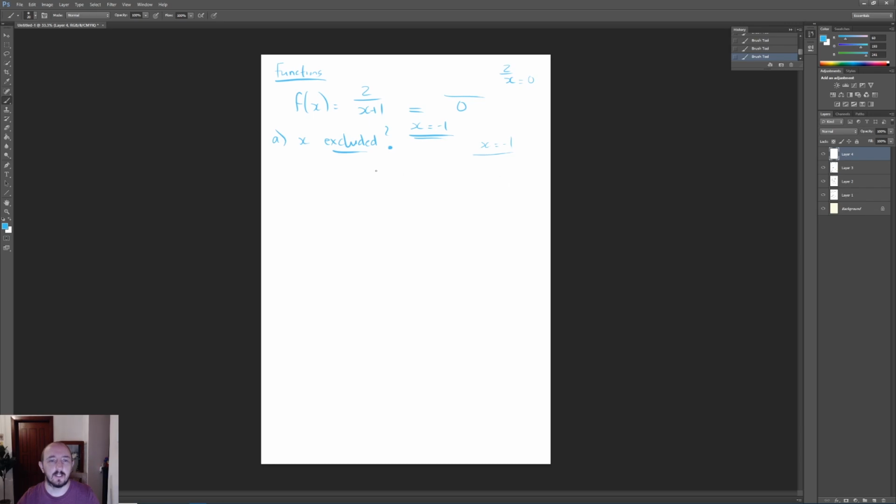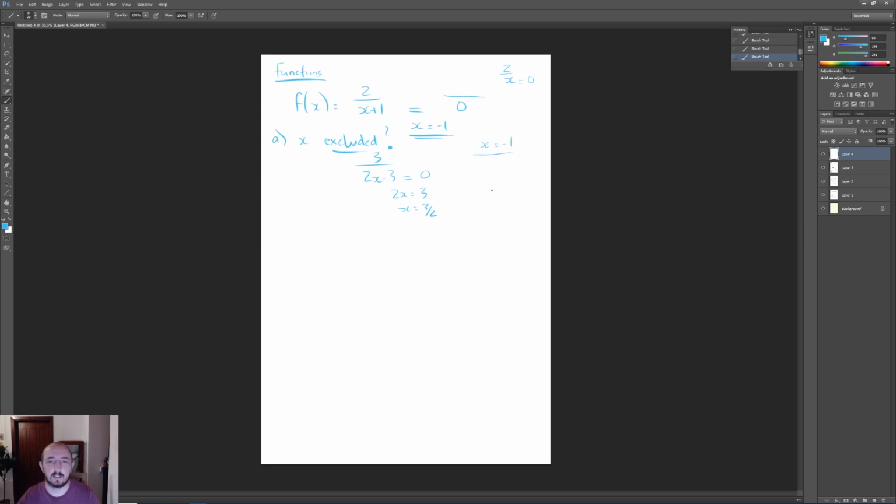If it was 2x minus 3 on the denominator, something like 3 over 2x minus 3, I put 2x minus 3 equals 0, 2x equals 3, x equals 3 divided by 2, or 1.5. So I couldn't have 1.5 on my graph.